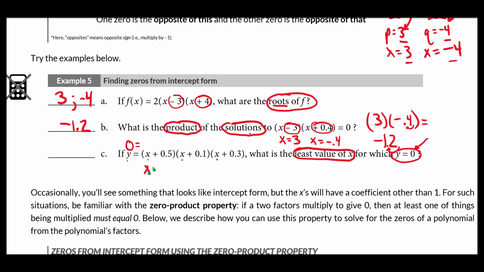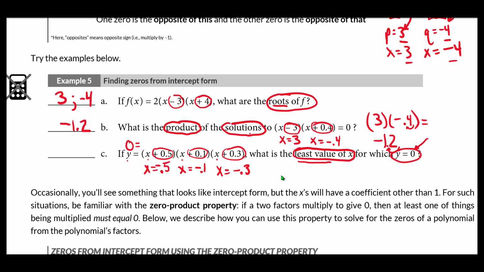So our zeros here are going to be the opposite of this, which is negative 0.5. Opposite of this, which is negative 0.1. Opposite of this, which is negative 0.3, and they want the least of those values. The least of those values will be the largest negative. It's going to be that negative 0.5.